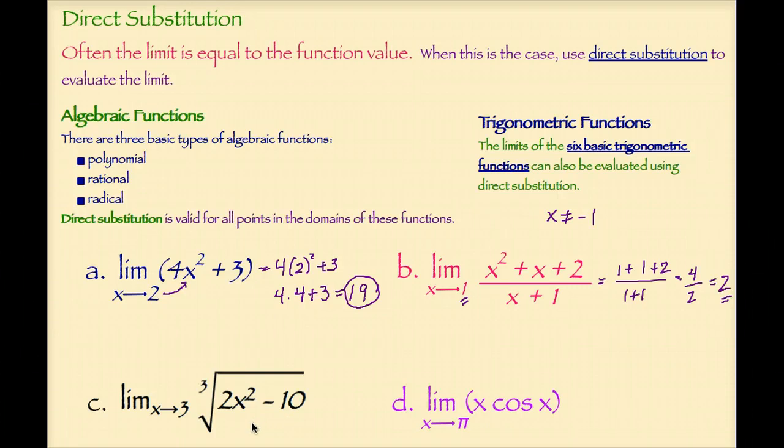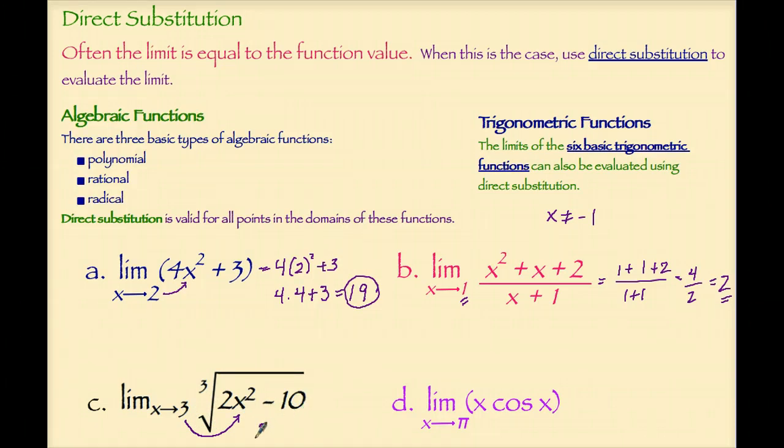Now, let's take the limit of this radical function. Often with radical functions, we do need to be concerned with the domain. However, that's only when the index of the radical is even. When the index of the radical is odd, the domain is all real numbers. Therefore, we will be able to directly substitute 3 into this function in order to obtain the limit.